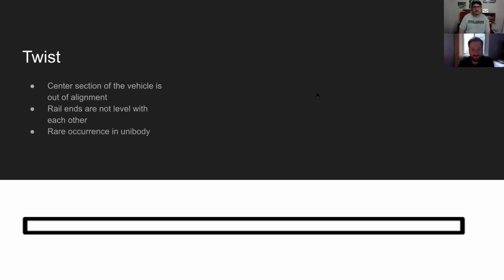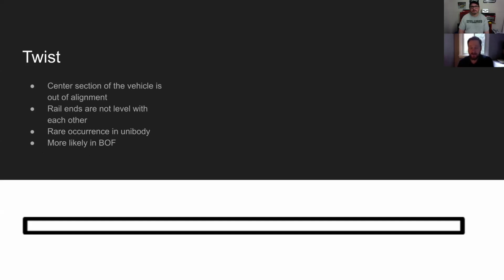In a twist condition, this one's a little bit harder to visualize. What's happening is the center section of the vehicle is out of alignment. The rail ends are not level with each other. And it's rarely going to occur in a unibody vehicle. You're going to see it more likely in a body over frame vehicle or a full frame vehicle. Just because with the unibody vehicle, the panels do a good job of distributing energy and not allowing it to get that far into the center section of the vehicle.